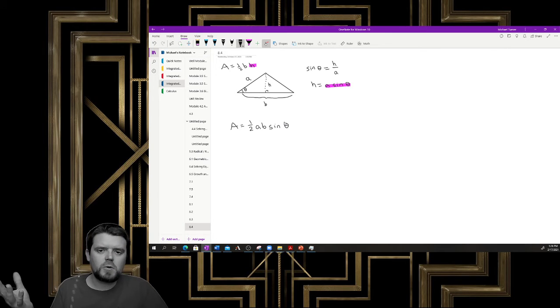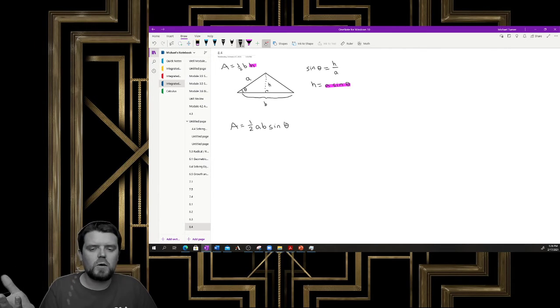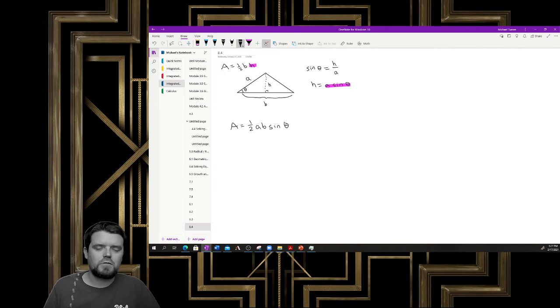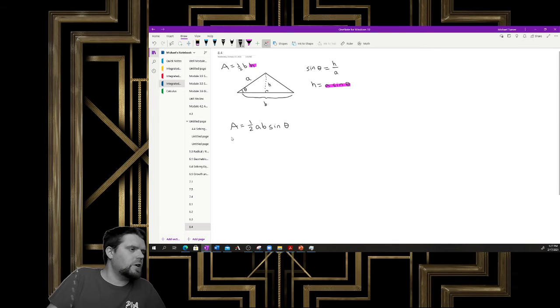So this is an area formula that we can use that doesn't require us to have the height of the triangle. What it does require us to have, however, are two sides and the angle that is in between them. So the 1/2 is part of the formula. That's a question that always comes up. The 1/2 will always be there, and then I'm multiplying the two side lengths, and then that's times the sine of the angle that's in between. So 1/2 AB sine theta. So, going from here, we have 1/2.